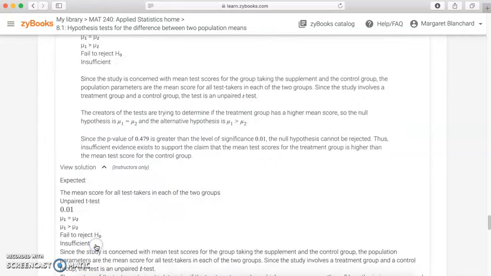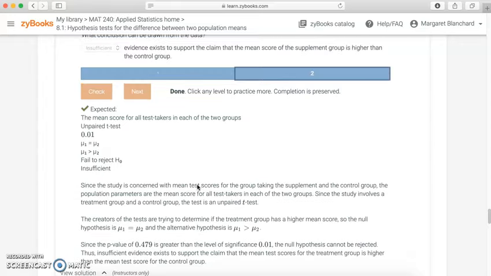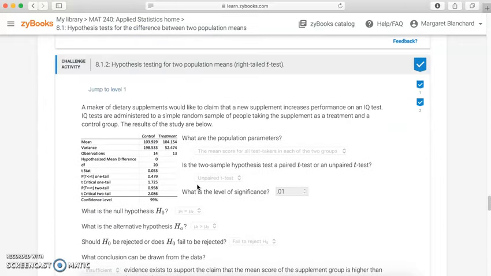Let's check our answer. Look at that nice little green check mark right there. All right. That's how you do challenge activity 8.1.2. If you have any questions, let me know.